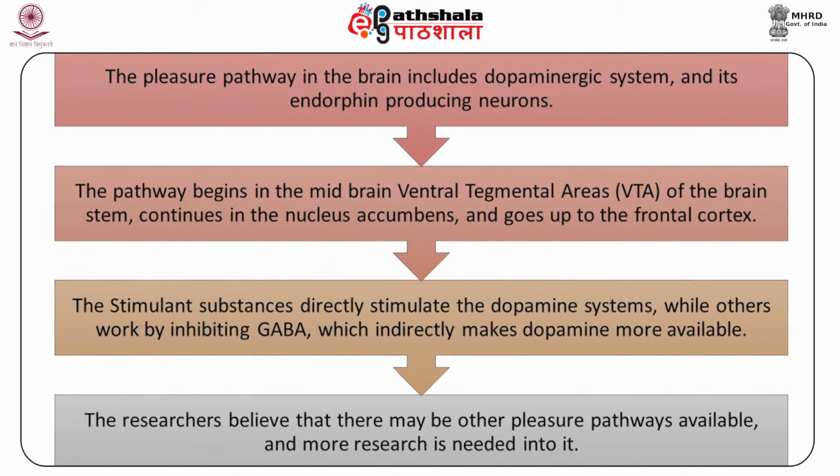The pleasure pathway in the brain includes the dopaminergic system and its endorphin producing neurons. The pathway begins in the midbrain.